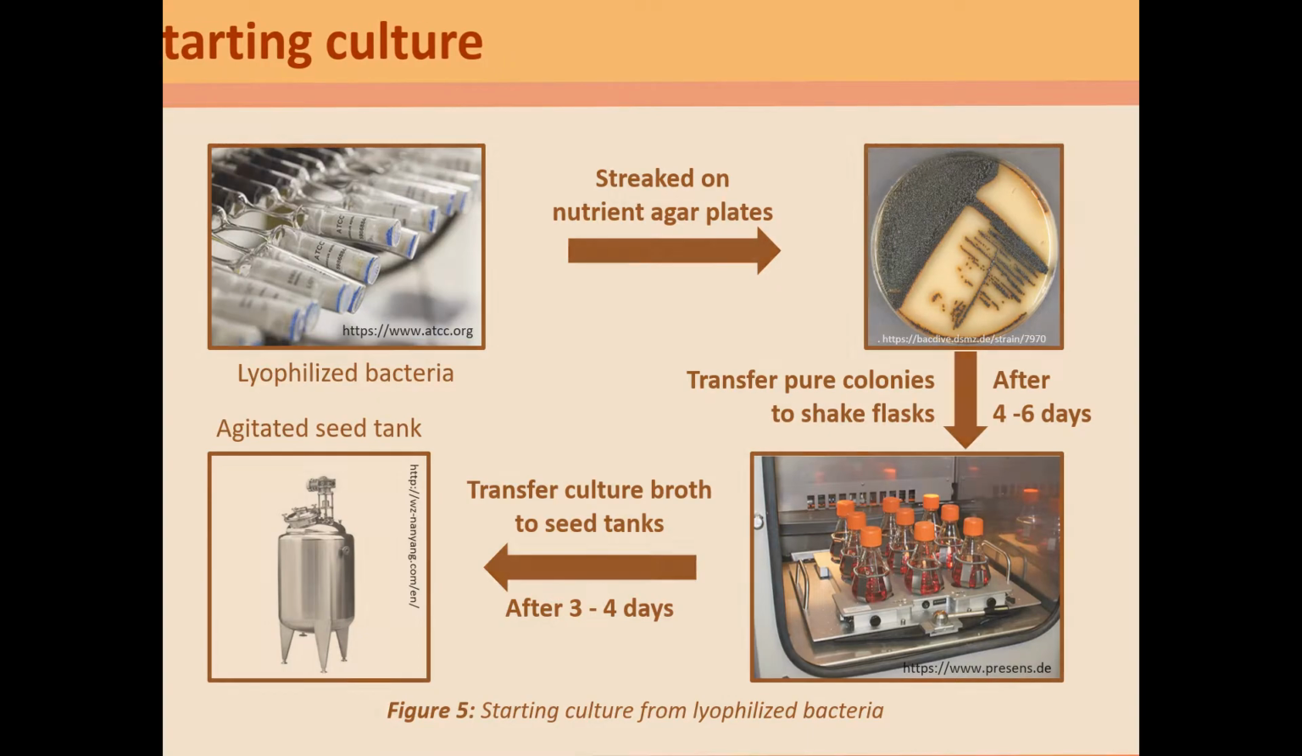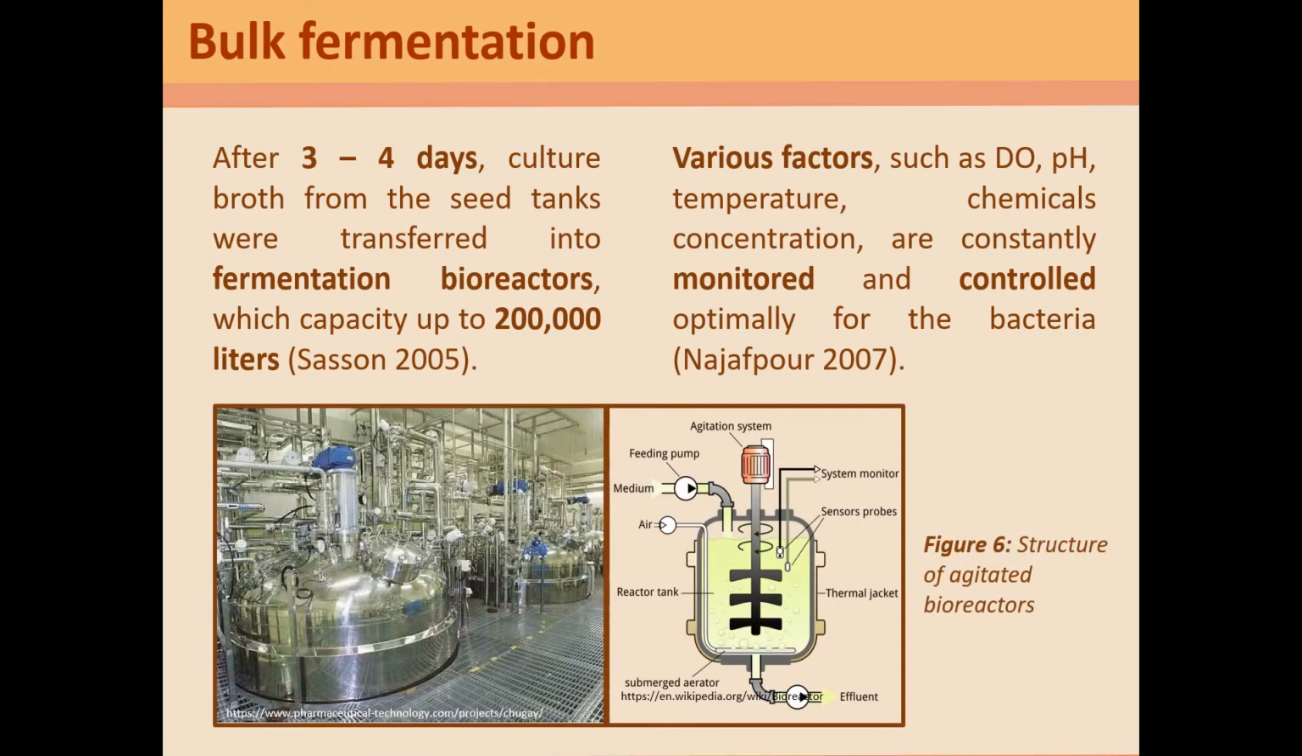After that, the bulk fermentation process begins. After 3 to 4 days, culture broth from seed tanks was transferred into fermentation bioreactors, with capacity up to 200,000 liters. Various factors are constantly monitored and controlled optimally for the bacteria. Image and structure of agitated bioreactors can be seen in Figure 6.